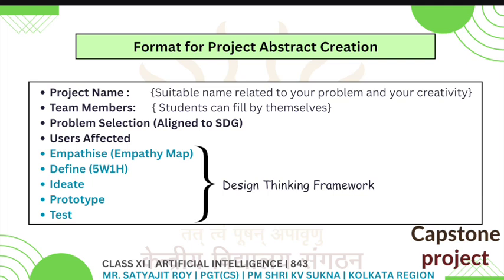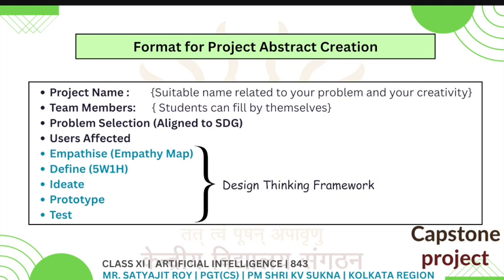As you remember, we have studied the design thinking framework in our part 3. What is design thinking, right? So there were 5 stages. You will be defining all the 5 stages here. You will be using the empathy map. Then you will be defining the problem using the 5W1H framework.